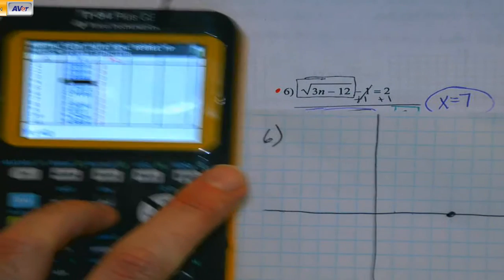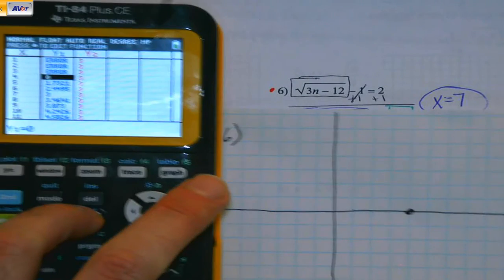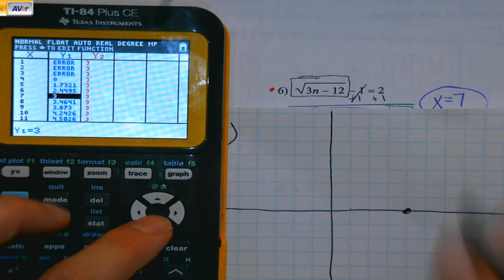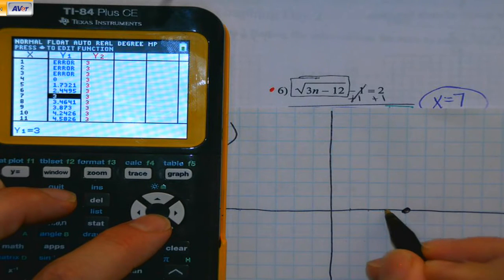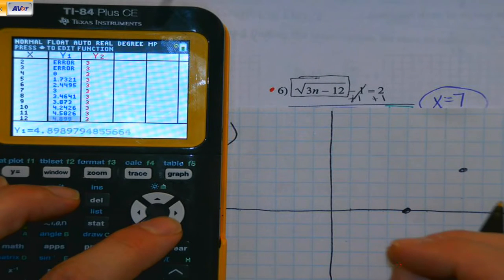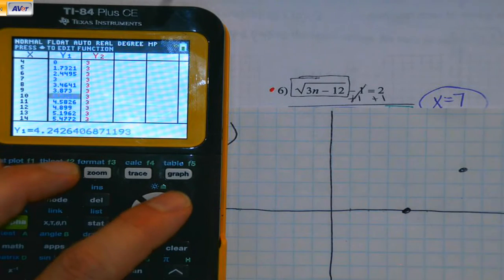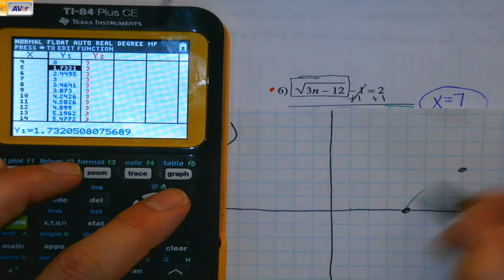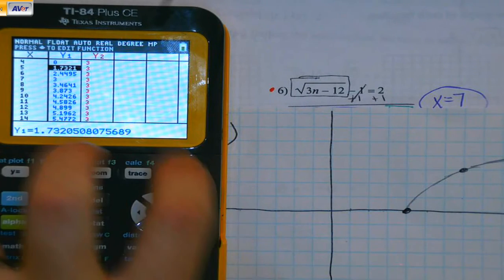Scooch this a little more with how far I zoomed in. At 7, 3. And I might be able to squeeze one more. No, maybe not. So you're like, dang, you've only got 2 points. Okay, well, let's lightly put our line through there.